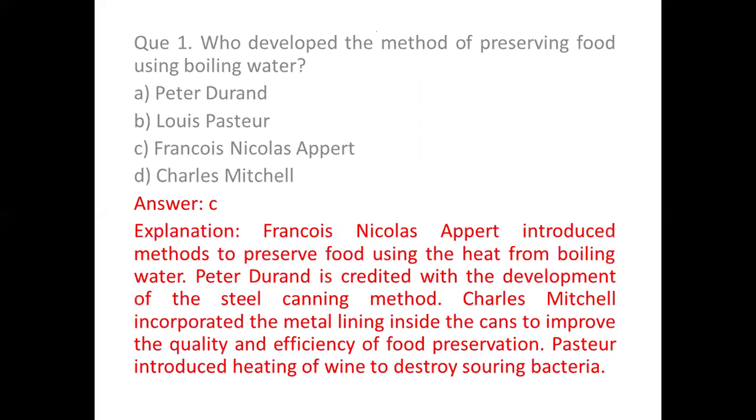So what happened over here is this Nicolas Appert introduced a method to preserve food using the heat from boiling water. And Peter Durand is credited with the development of the steel canning method. And Charles Michel, he incorporated the metal lining inside the cans to improve the quality and efficiency of food preservation. And of course, Pasteur introduced heating of wine to destroy souring bacteria.